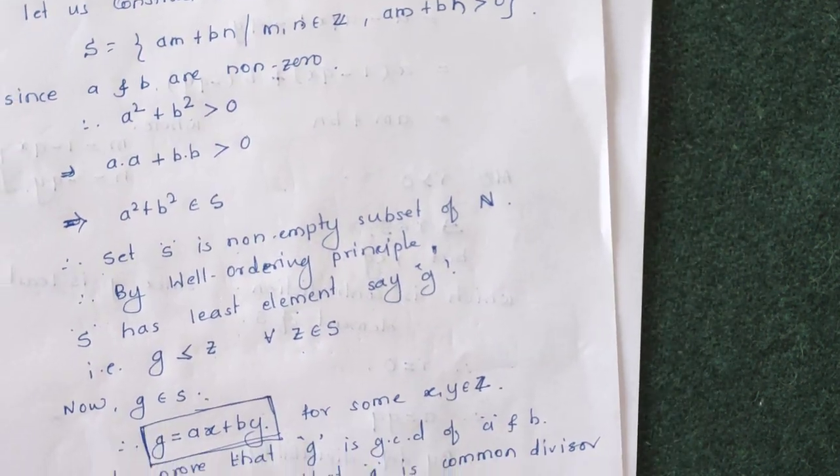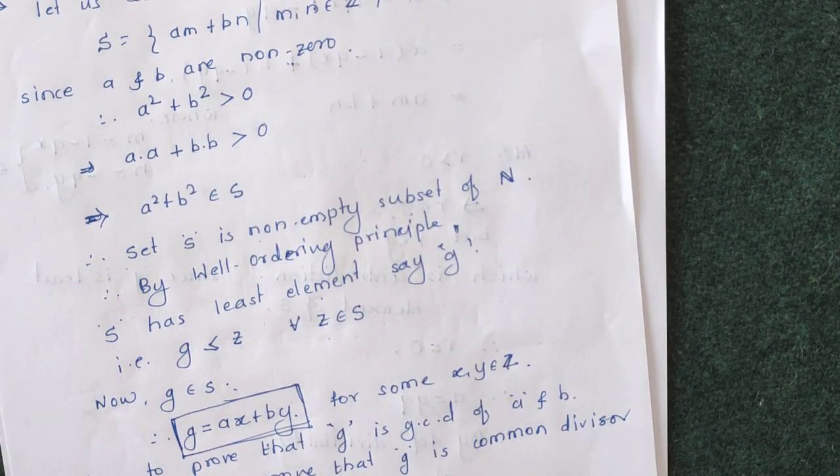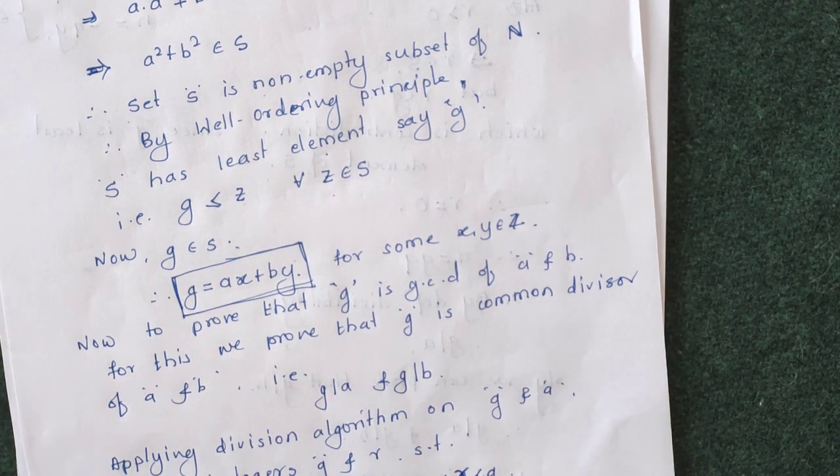of A and B. To prove GCD, we have to prove that G is a common divisor and G is greatest among all the common divisors. To prove G is a common divisor, that is to prove G divides A and G divides B. First of all, we prove G divides A.